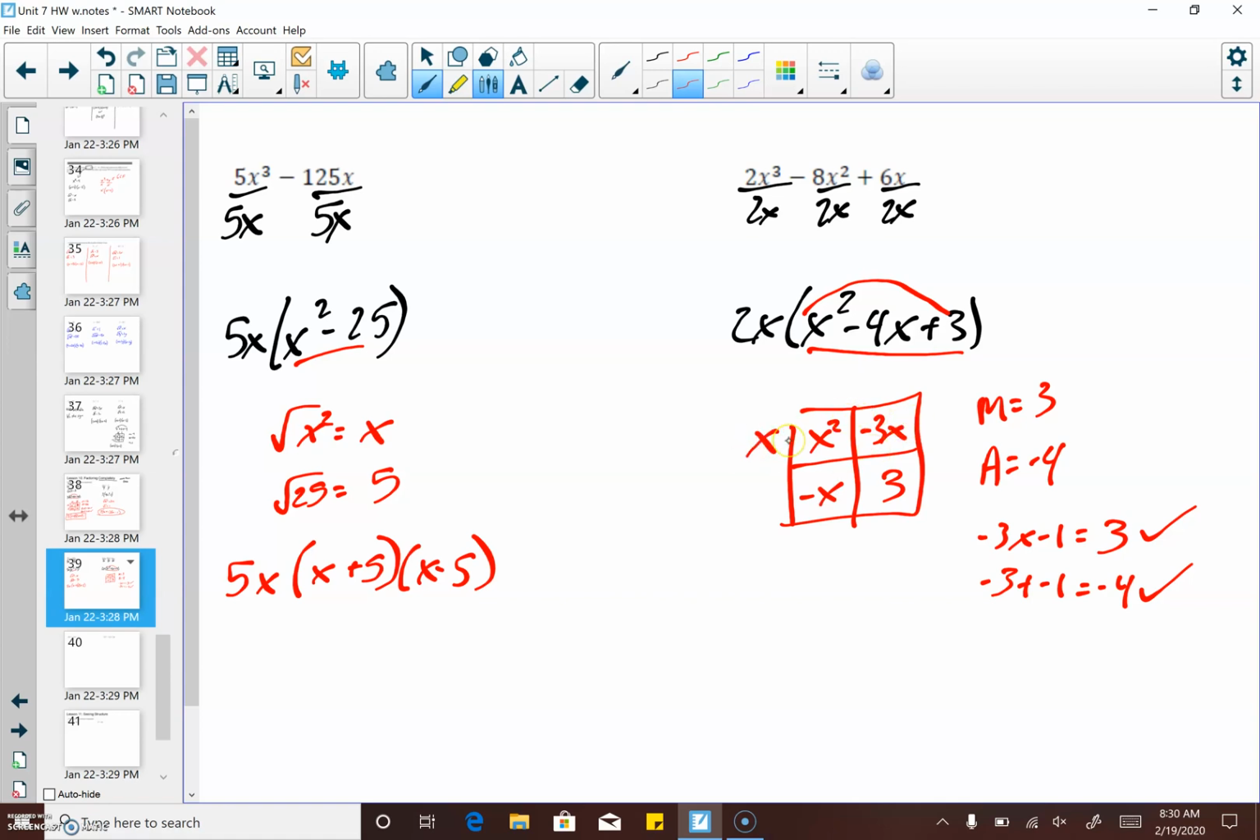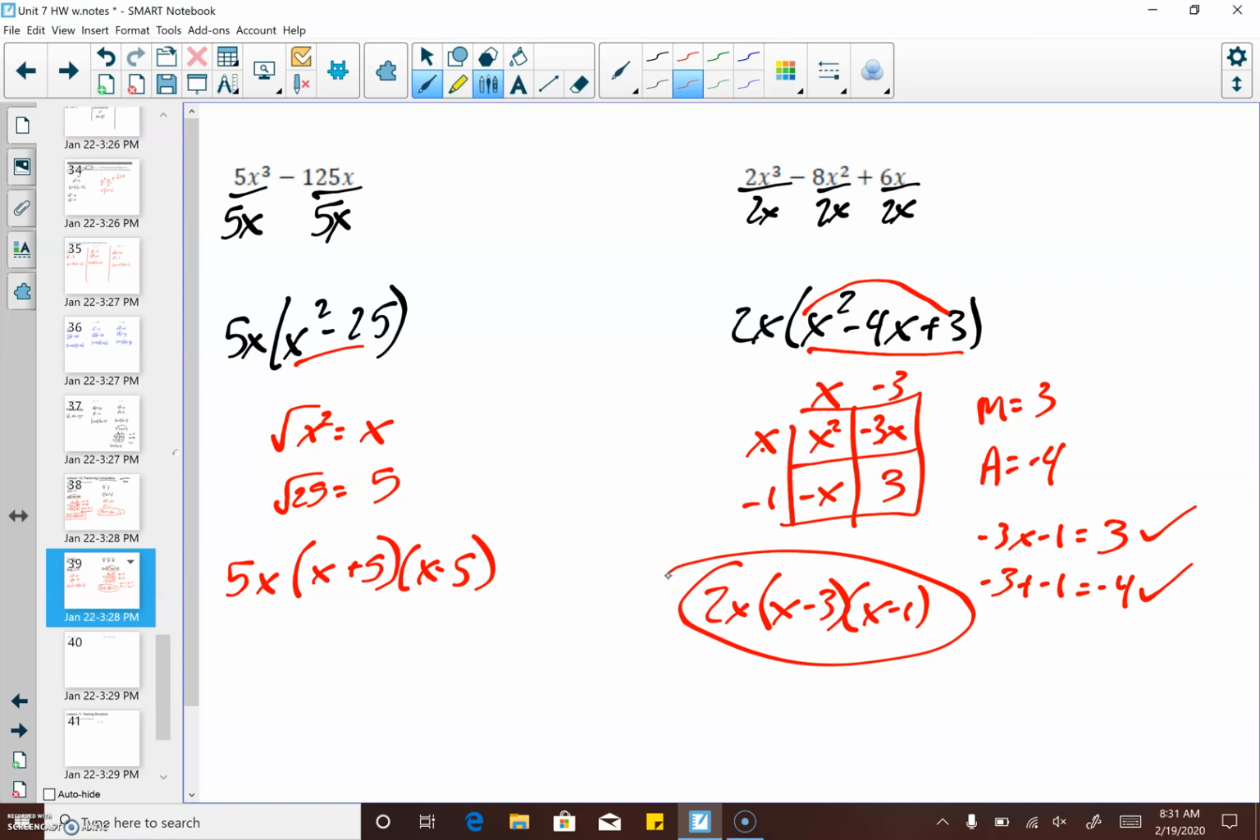GCF that top row, you get an x. x times x is x squared. x times negative 3 is negative 3x. x times negative 1 is negative x. And then negative 1 times negative 3 is 3. So that gives us a final answer of 2x, parentheses x minus 3, parentheses x minus 1.